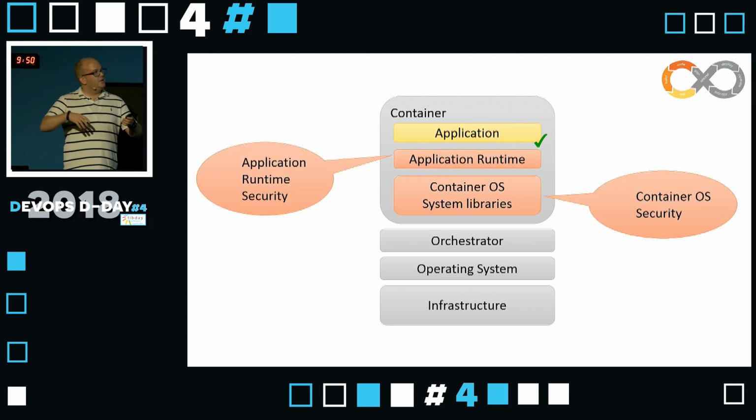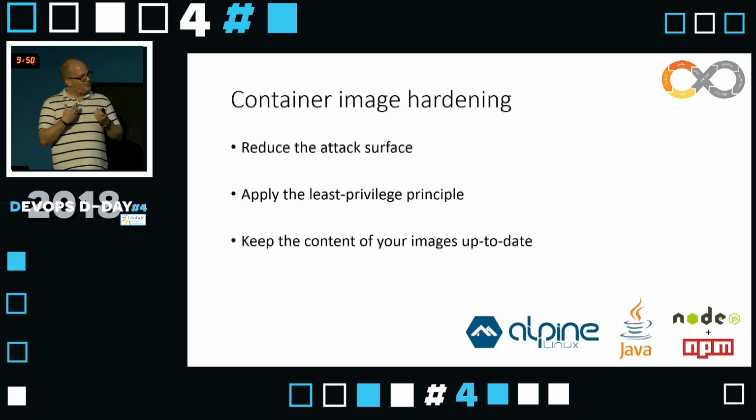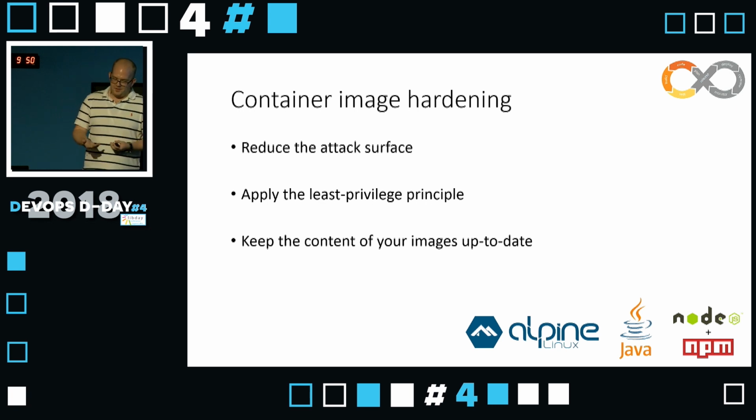When we have that done, now I would like to talk about your application runtime and your container OS. So, what can you do to improve that? To improve this, we have a technique that is commonly known as container image hardening. In the container image hardening, we have three disciplines, and let's address one by one. The first thing is that you want to reduce the attack surface. So what does that mean? Reducing the attack surface means that you want to limit the amount of tools available for an attacker that he can use to exploit your system.